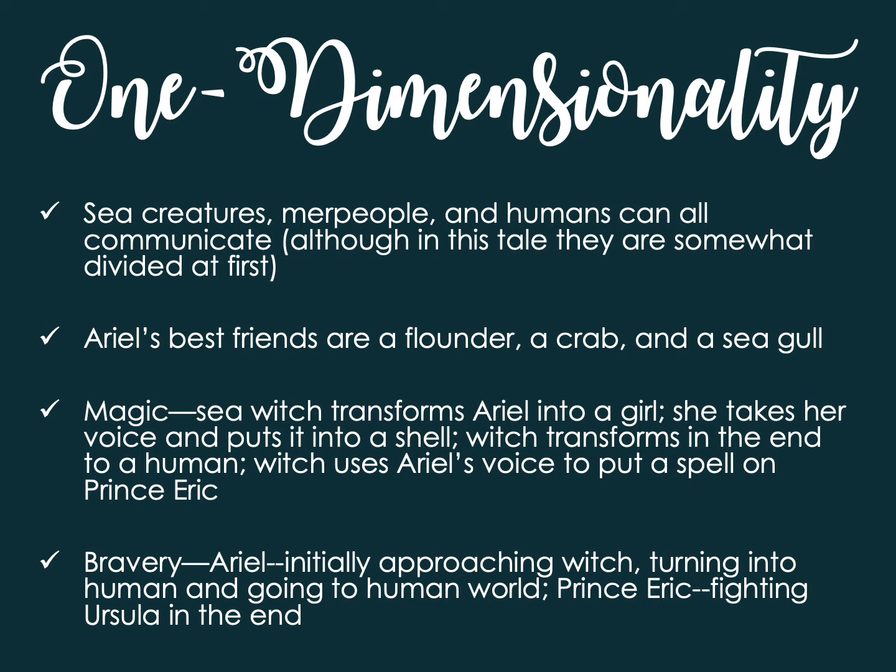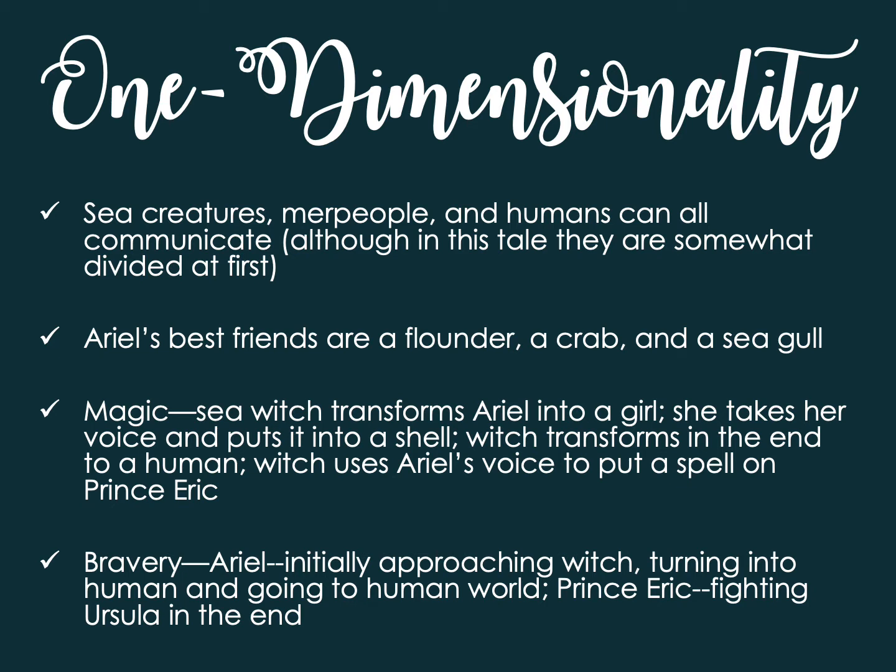That's the first principle. Some examples in The Little Mermaid would be the sea creatures or mer people and humans, they can all communicate. There's no special device that changes their voice so that they can talk to one another. Ariel's best friend is a flounder, a crab, a seagull. It's all totally fine. Obviously, there's lots of magic in The Little Mermaid, spells being put here and there, things happening to her voice, things like that. And then also, that last piece, the bravery piece.